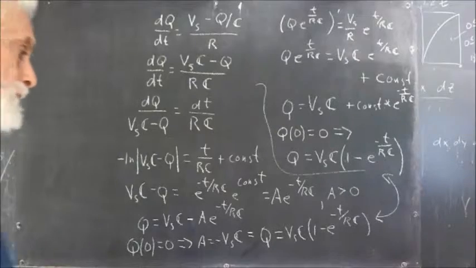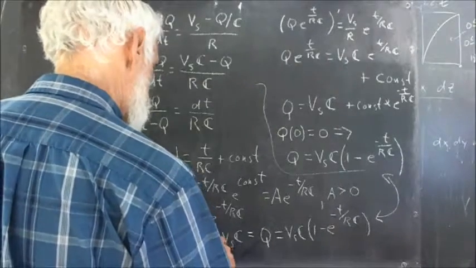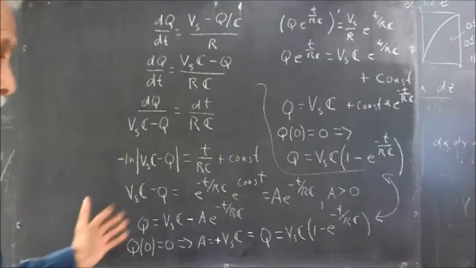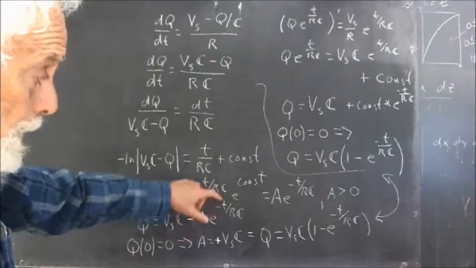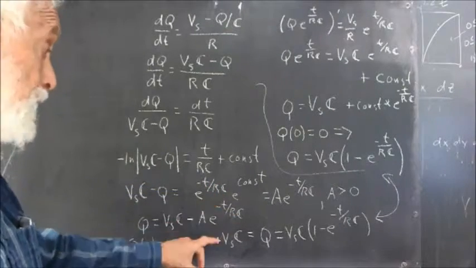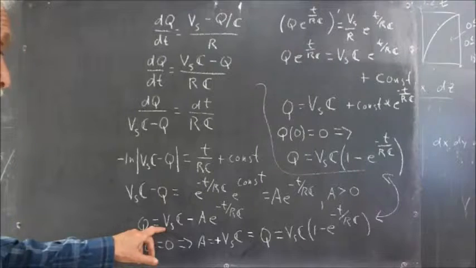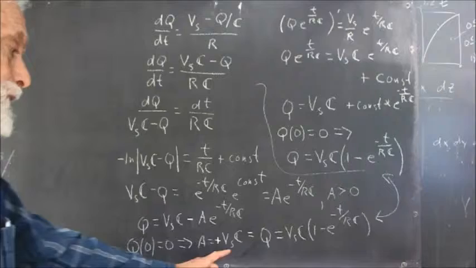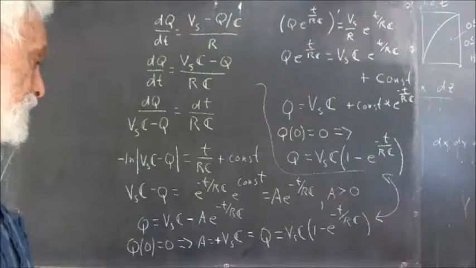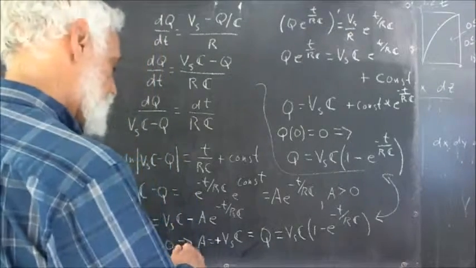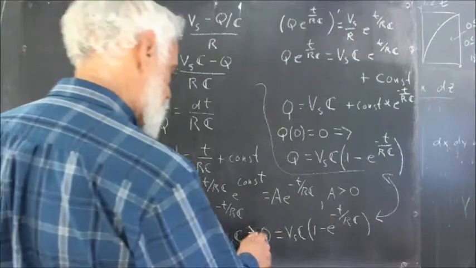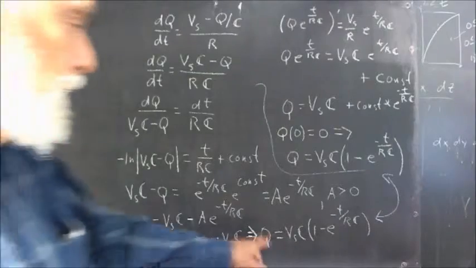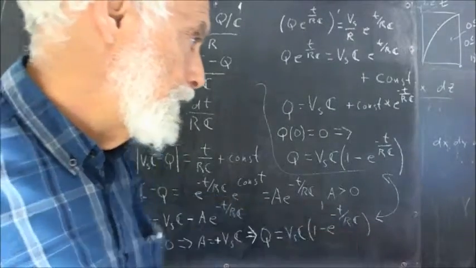And in this case then, our initial condition q of 0 equals 0. Q of 0, we're going to get a 1 from the e to the negative t over RC, because when t is 0, this is 1. And we get VsC minus A equals 0, so that A has to equal VsC. And I've got an equal sign here when I need an arrow. This implies that q is VsC times 1 minus e to the negative t over RC.